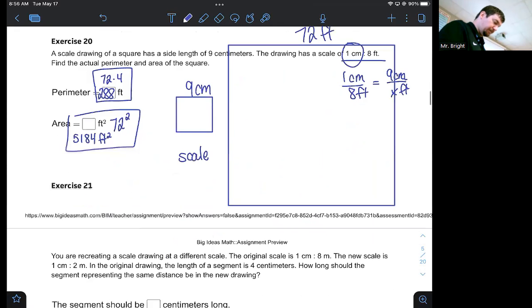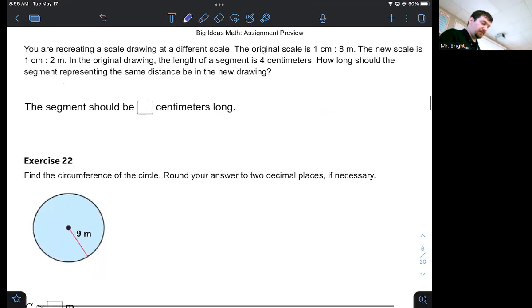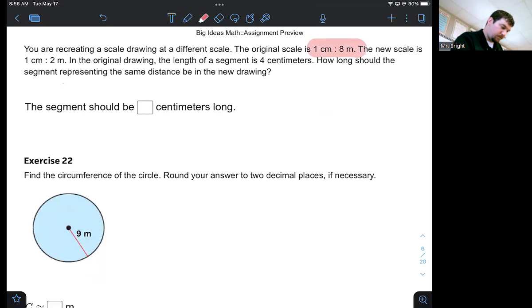Number 21. You are recreating a scale drawing of a different scale. The original scale is 1 centimeter to 8 meters. The new scale is 1 centimeter to 2 meters. In the original drawing, the length of the segment is 4 centimeters. How long should that segment be in the new drawing?